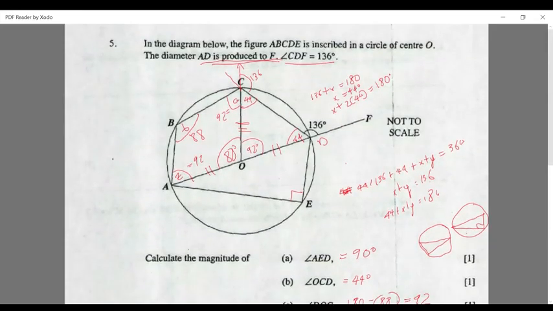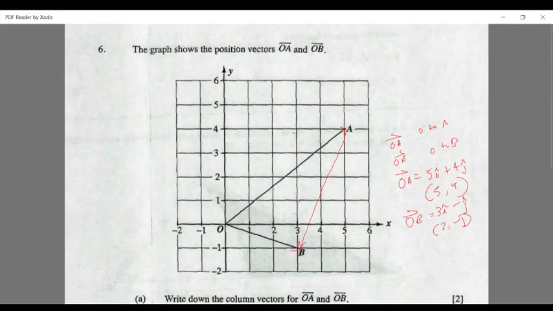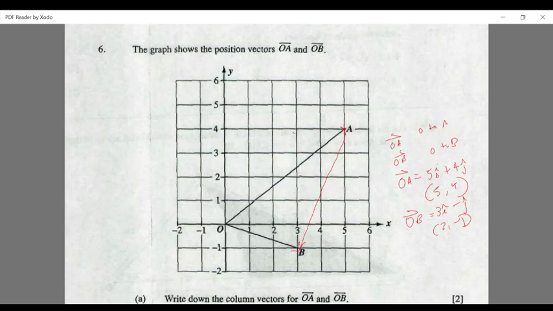So, again, I encourage you to review your interior angles, and the rules for triangles that are in circles. So this problem 6, it shows position vectors OA and OB. So the way vector notation works is that O is the initial point, A is the final point, and then O is the initial point, B is the final point. And so to help illustrate this, I drew arrows.